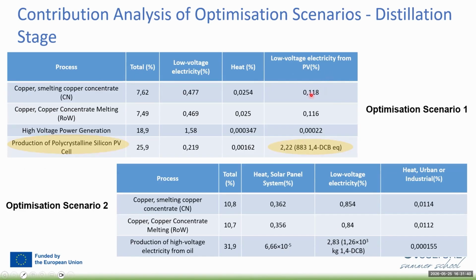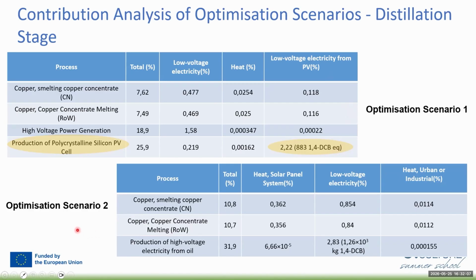Therefore, while PV cells drastically improve our carbon footprints, our heavy reliance on raw materials and metallic resources places a strict limit on how much we can reduce soil ecotoxicity. Now, if we look at the lower table for optimization scenario 2, which focused on solar thermal energy, the structural limitations of a partial energy shift become very obvious.